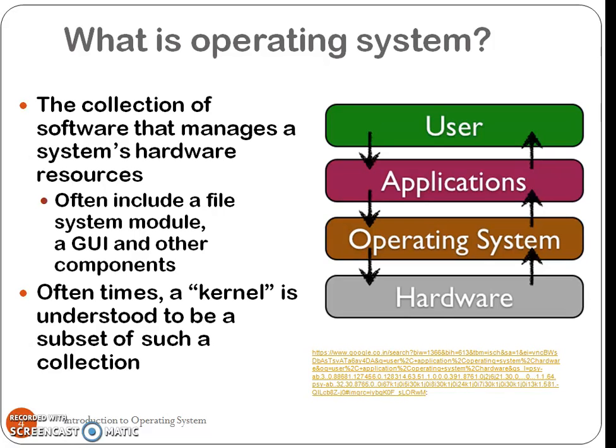Now let us talk about what is an operating system in a broader sense. The collection of software that manages a system's hardware resources is nothing but an operating system. It includes a file system module, a GUI, other components. Oftentimes, a kernel is understood to be a subset of such a collection. So, operating system is like an interface between the hardware and the user, and to perform the applications, there is a need of operating system.